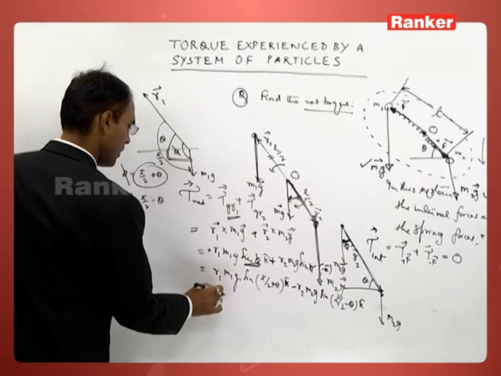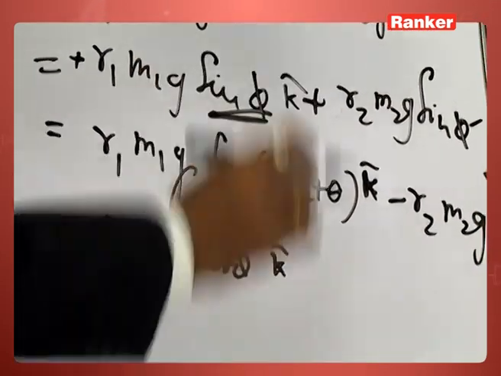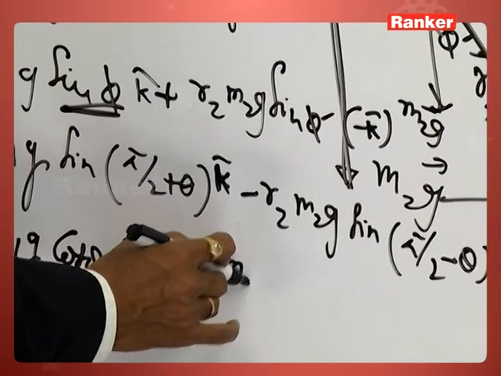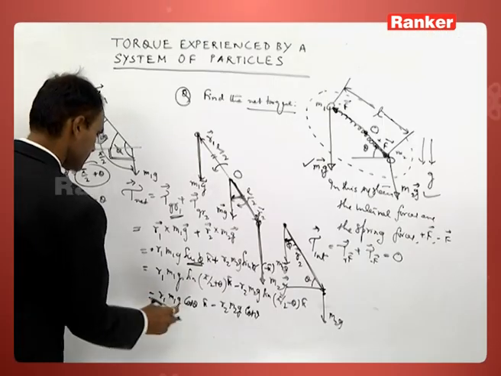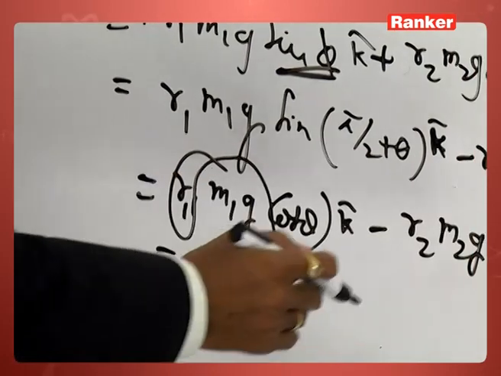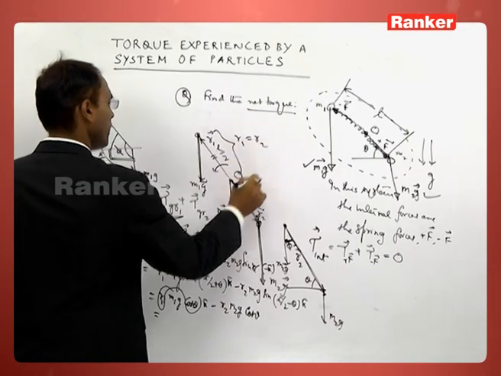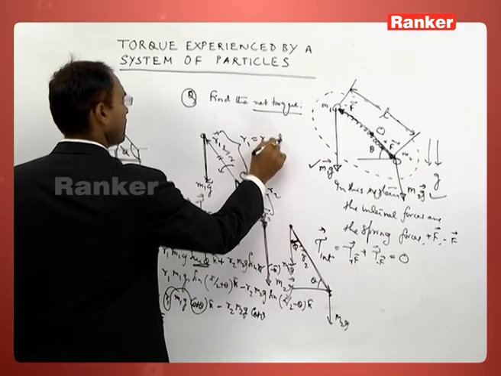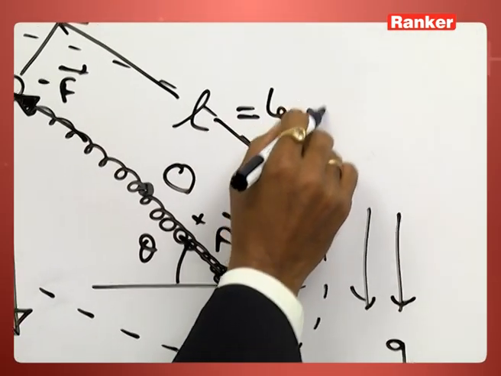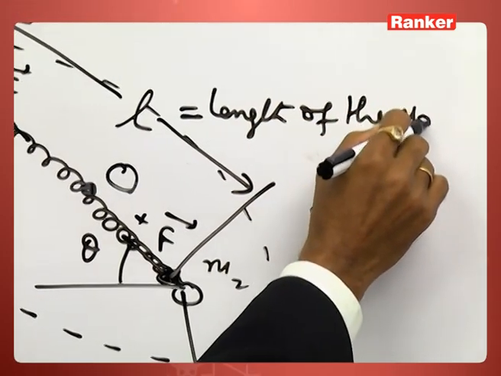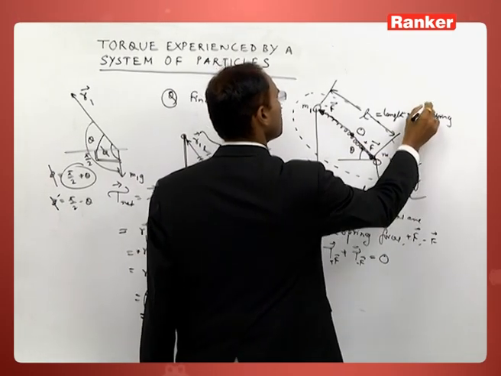So this is equal to R1 M1 g sin(pi/2 plus theta), which is cos theta, k̂, minus R2 M2 g sin(pi/2 minus theta), which is cos theta. So we are getting R1 cos theta and R2 cos theta. Or we can just write the magnitude of R1 is equal to the magnitude of R2, which is L by 2. What is L? L is the length of the spring at this instant. It may not be the natural length. Length of the spring, or length of the compressed spring.